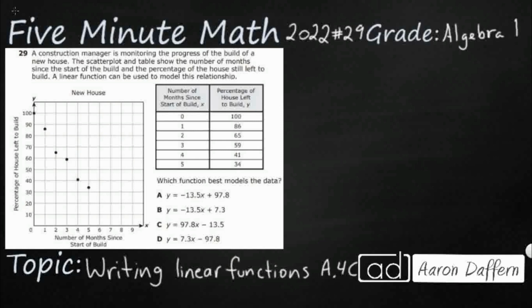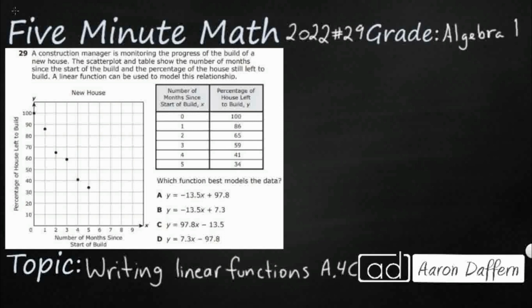So we have a construction manager monitoring progress of the build of a new house. The scatter plot shows the number of months. So we even have a 0 months. That's good. 100% left to build. That makes sense. And so each month the percentage goes down, but it's not exactly even.